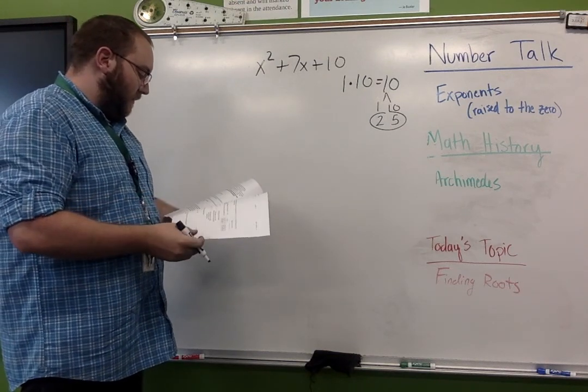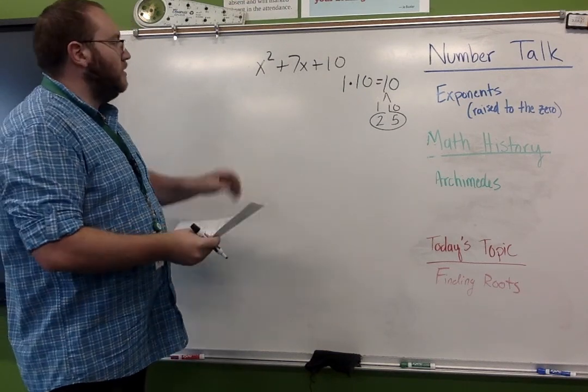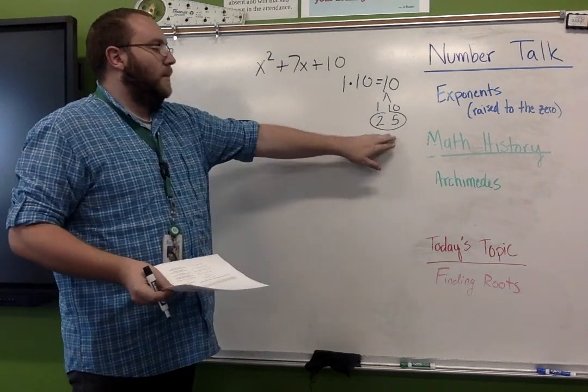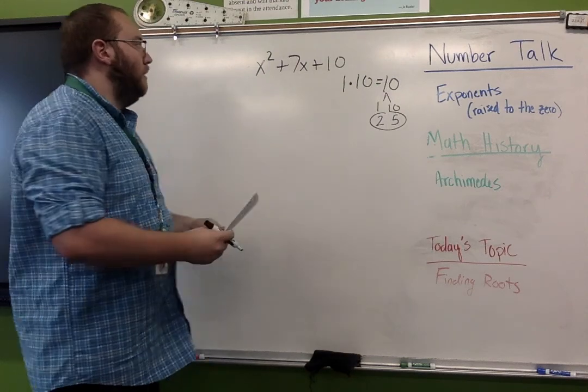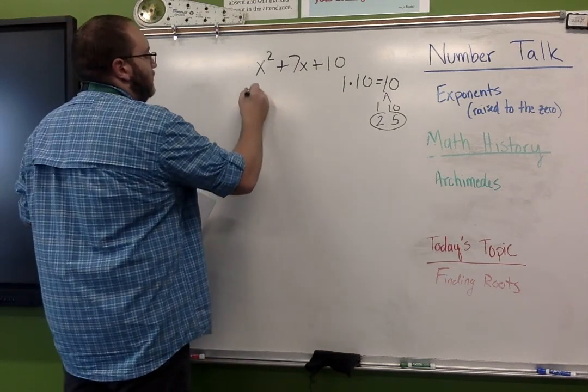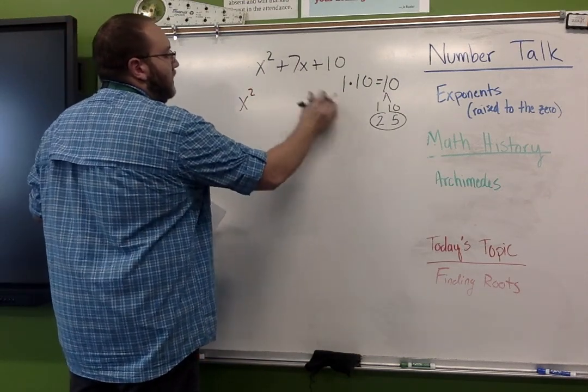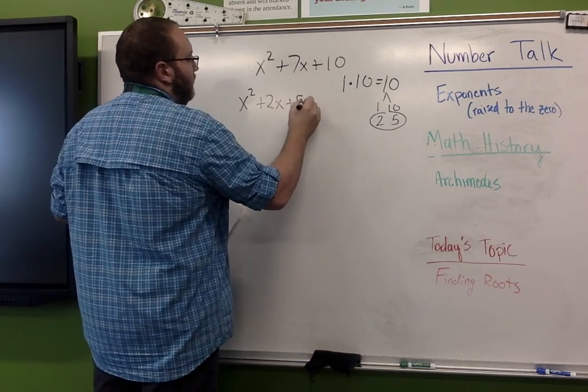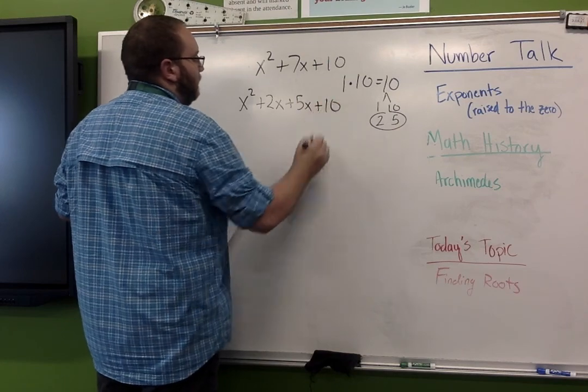Okay, now the next step. We're going to rewrite this original equation, but we're going to rewrite the middle term as a sum of these two terms. Remember, sum means add. So we're going to rewrite x squared, and now the middle term is going to be both of these. So plus 2x plus 5x plus 10.